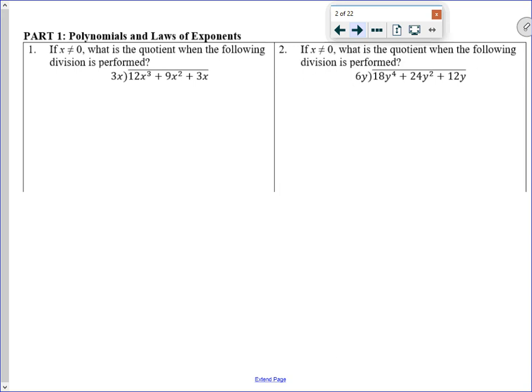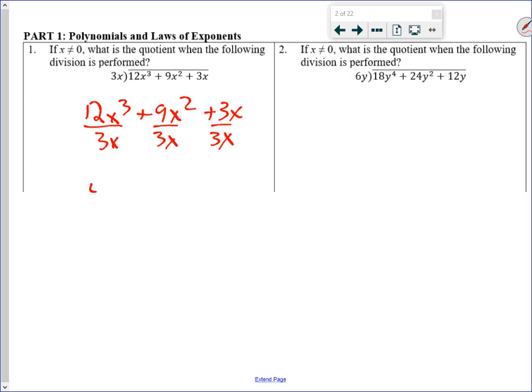So for number 1, what is the quotient when the following division is performed? Well, it's division, so what you want to do is divide each term by the divisor and then reduce. So 12 divided by 3 is 4, and remember your rules of exponents: this is really x to the first, and you subtract the exponents when they have the same base and you're dividing, so you'd end up with 4x squared plus 3x, and then 3x divided by 3x. A lot of kids kept telling me this was x in class. No, any number divided by itself is 1.